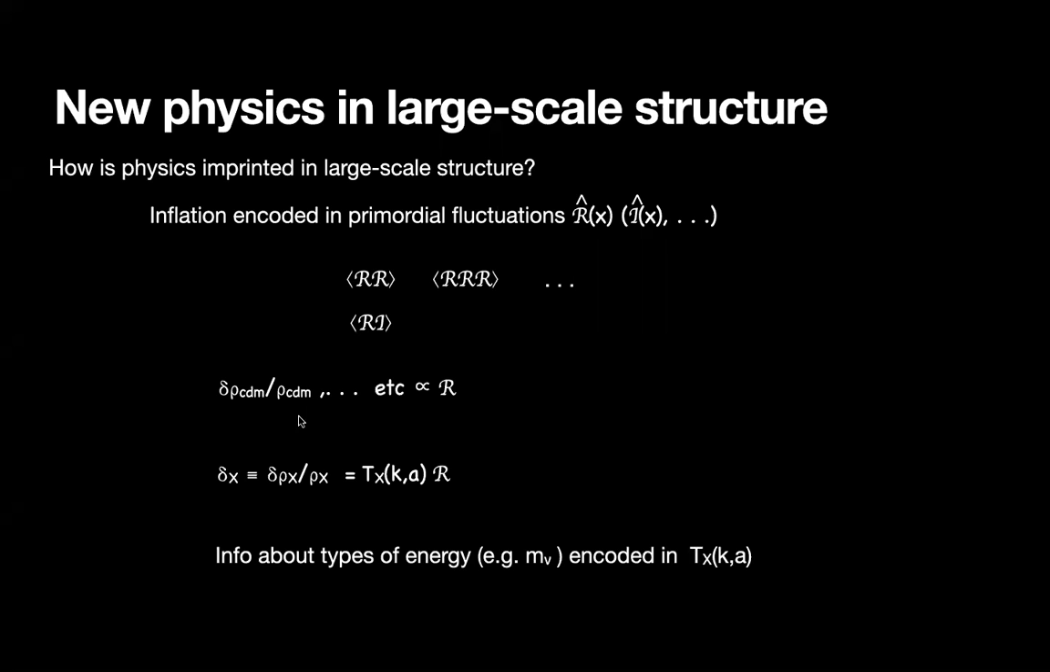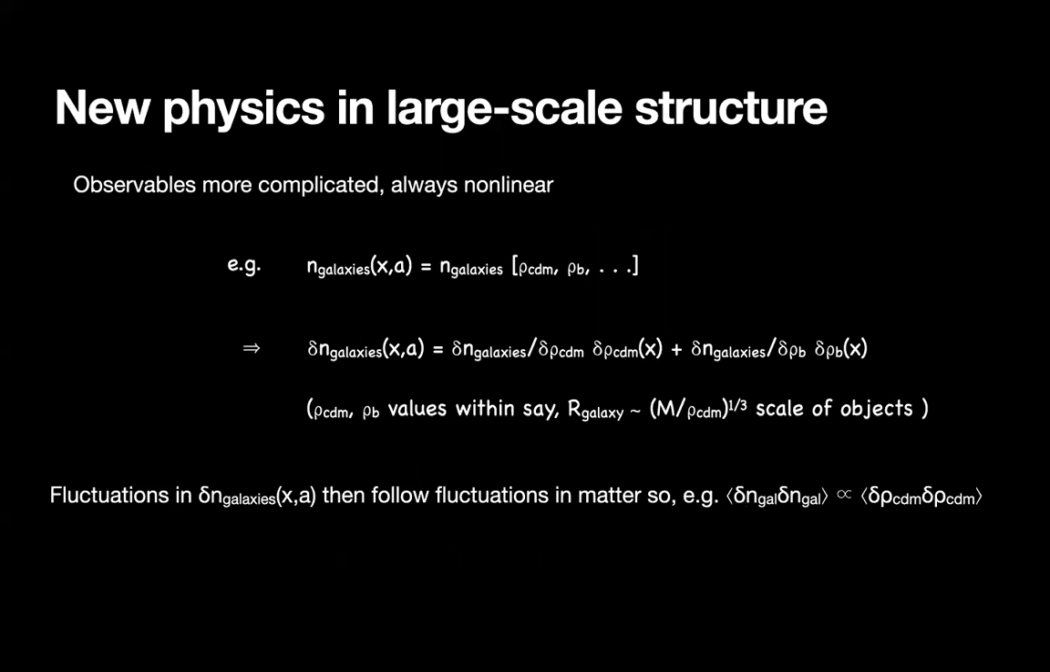Things like matter densities are all proportional to these primordial fluctuations. And the thing that determines the proportionality at the linear level is just these transfer functions. So the transfer function for some type of matter X is just the linear theory solution to the Einstein and Boltzmann equations. The information about the types of energy that are around, for instance, the sum of the neutrino masses or the expansion history of the universe, is encoded in these transfer functions.